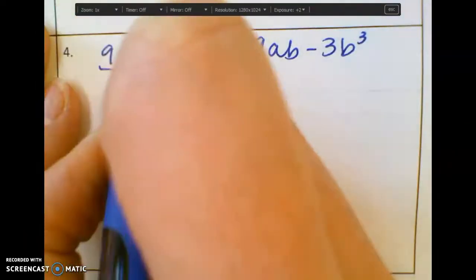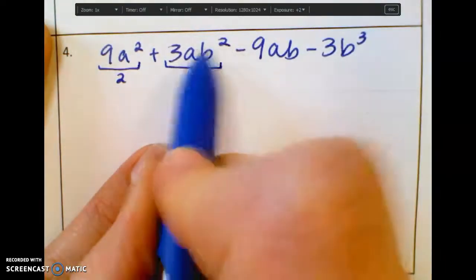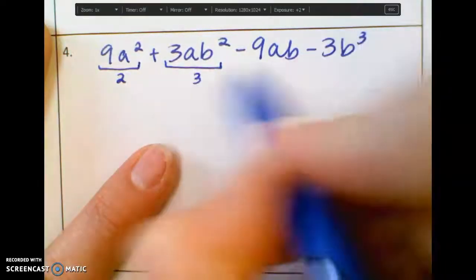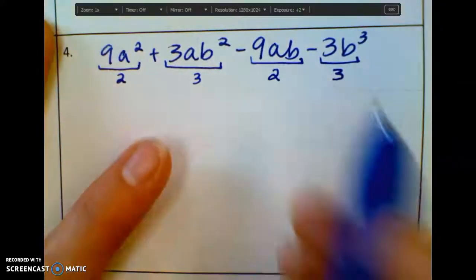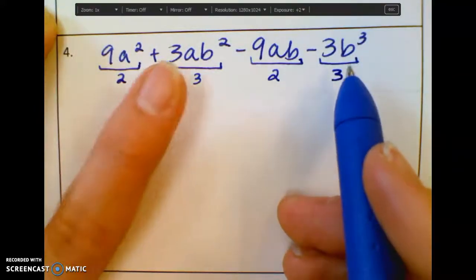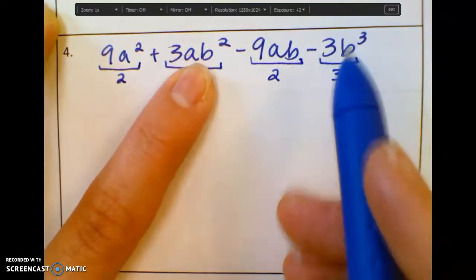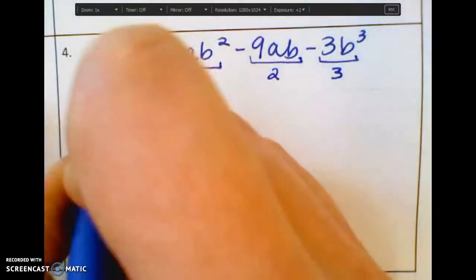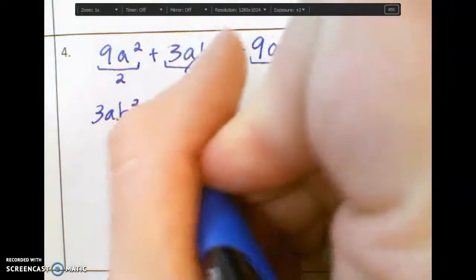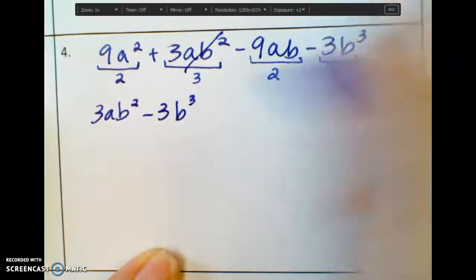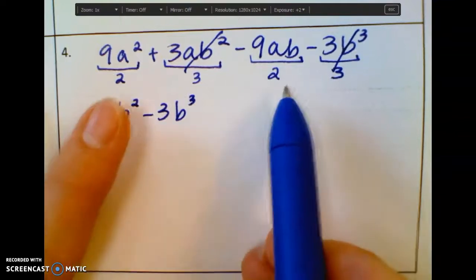So what's the degree of this first term? It's 2. The degree of this term is 3 because 2 plus 1. Degree here is 2. Degree here is 3. So we need to put the highest degree first. Between these, we then go in alphabetical order. This one has an A and this does not. So 3ab squared will go first, followed by 3b cubed because they have the highest degree, and then we did alphabetical.